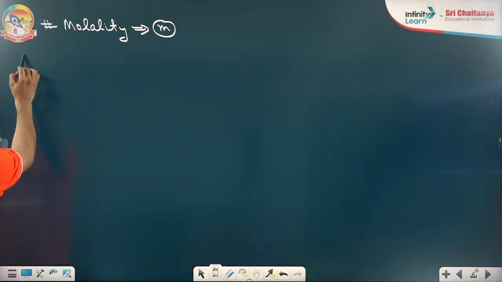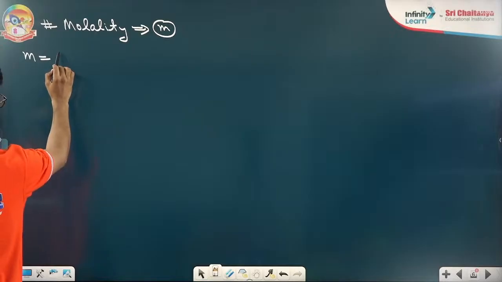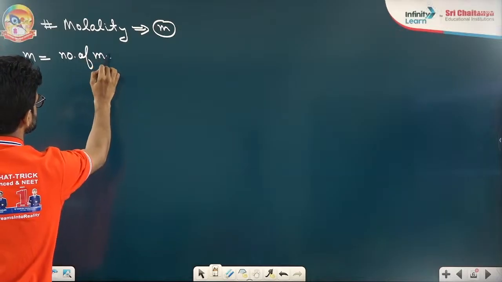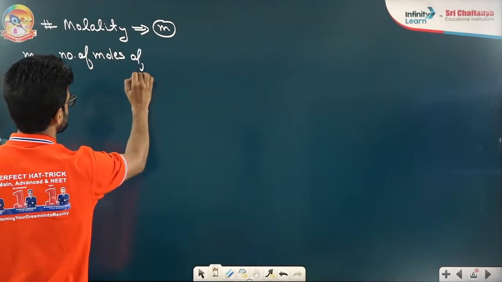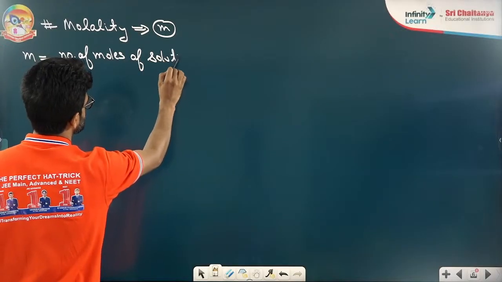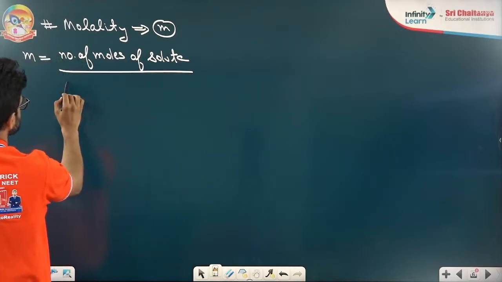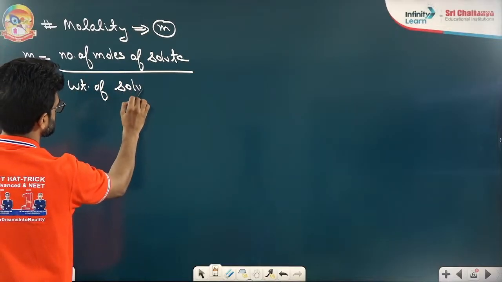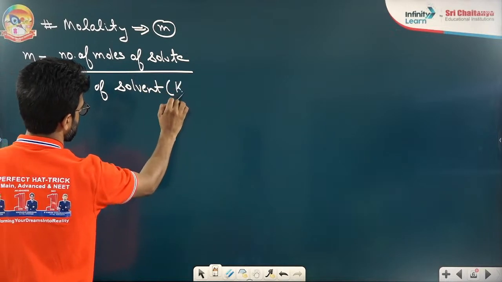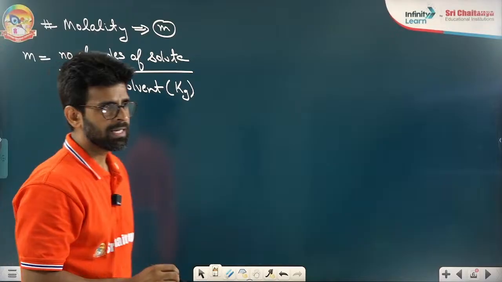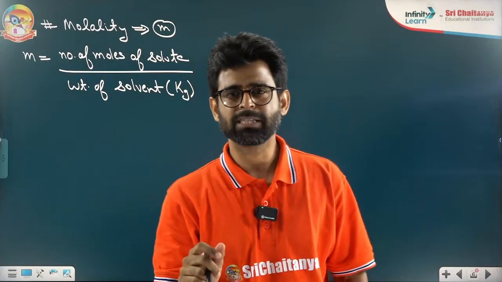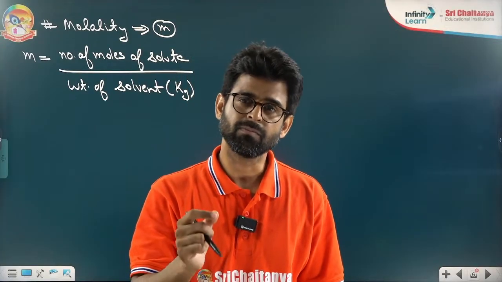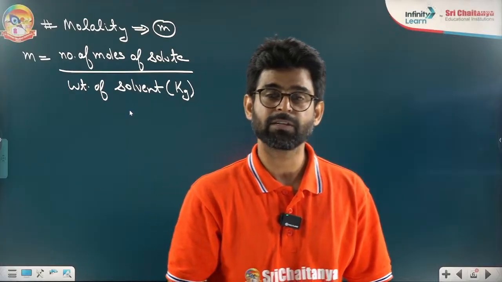What is the meaning of that, beta? What's molality? Molality is number of moles of solute divided by weight of solvent in kg. Okay, this topic is formula based topic. If you remember the topic, you can give the answer, otherwise not. So molality is number of moles of solute divided by weight of solvent.